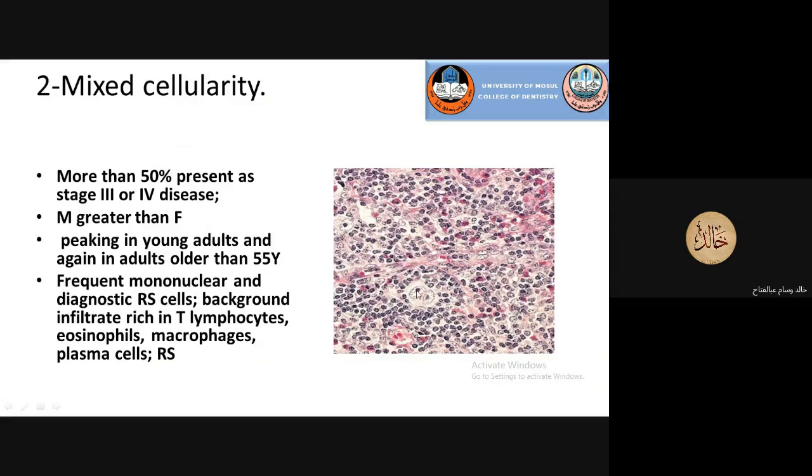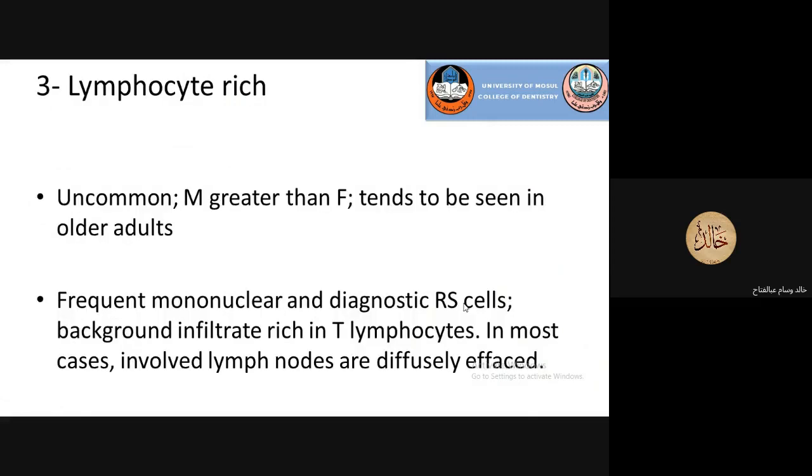And in between, why do we call it mixed cellularity? Because we have in the background T lymphocytes, eosinophils, macrophages, plasma cells, and so on. You can see these are the eosinophils and the lymphocytes and other types of cells like plasma cells and macrophages. In lymphocyte rich, it is an uncommon variant, male more than female, and it is seen mainly in the elderly people.